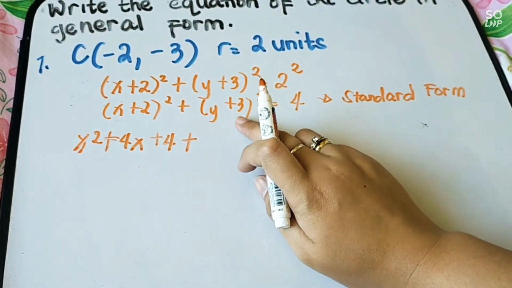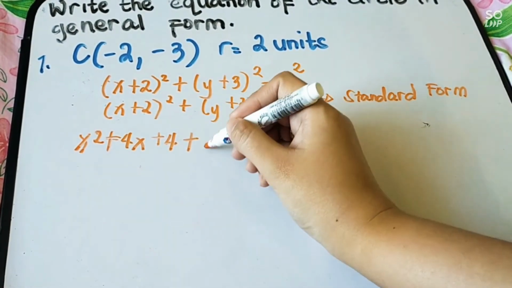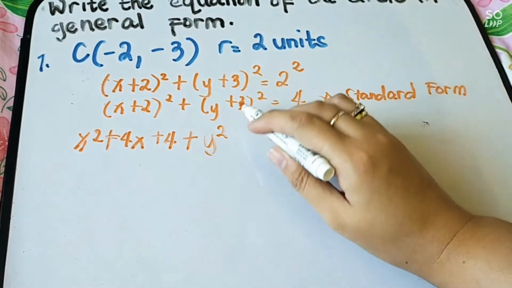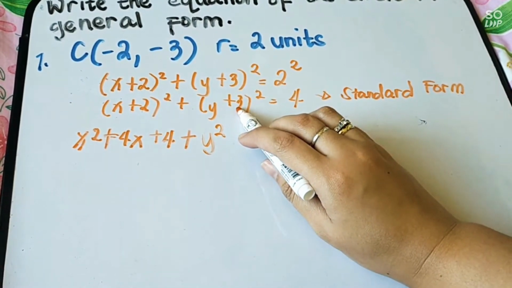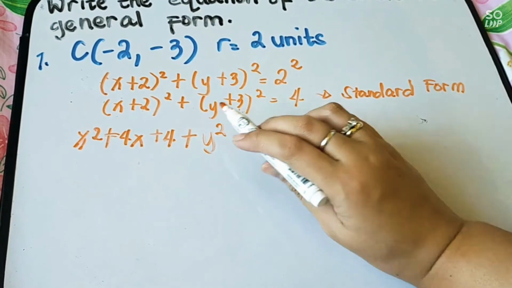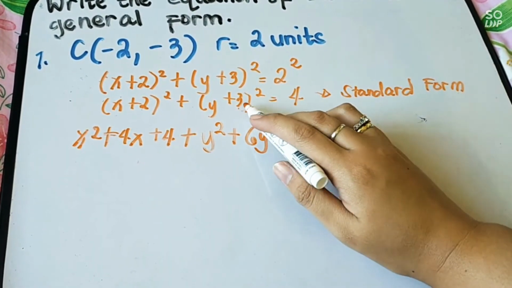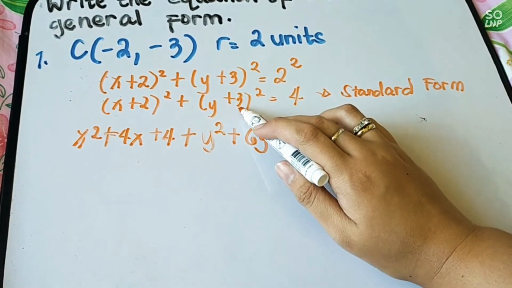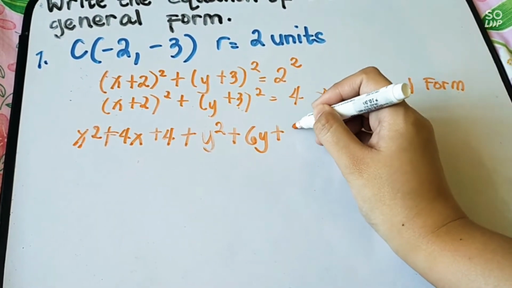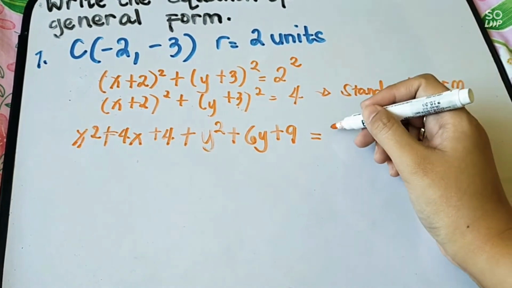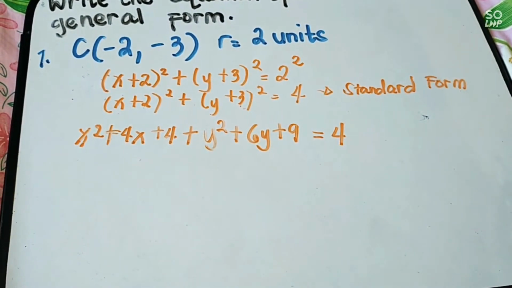Next tayo, sa y plus 3. Square ng y, we have y squared. Yung 3 multiplied by 2, we have 6. 6 times y, we have 6y. Plus 6y. Next, square mo yung 3, meaning 3 times 3, we have plus 9. Is equal to 4.